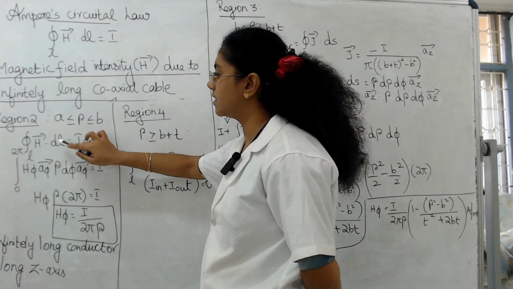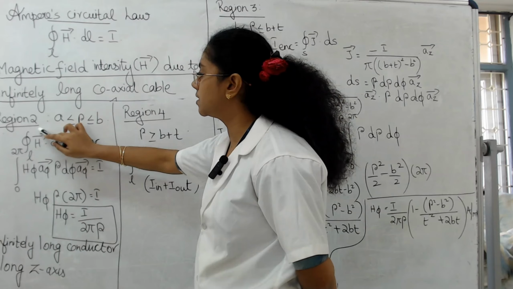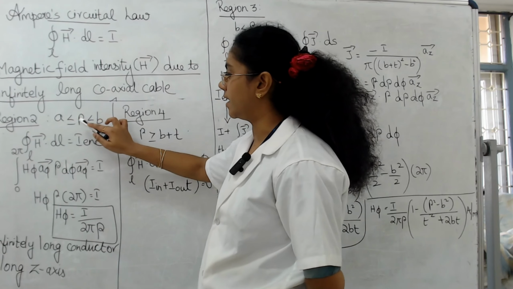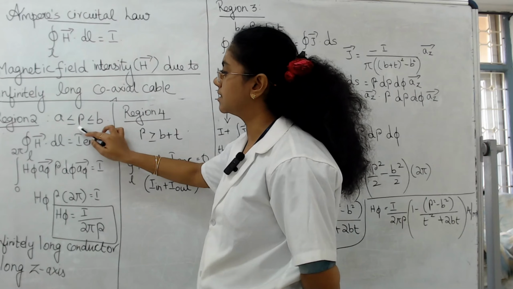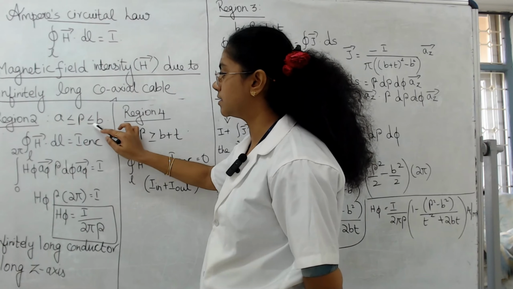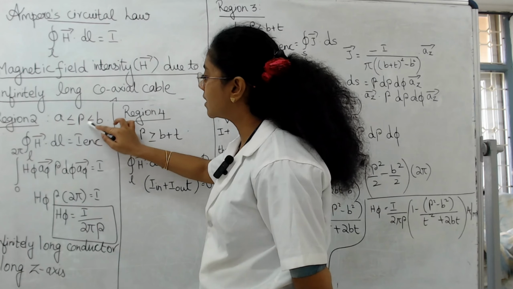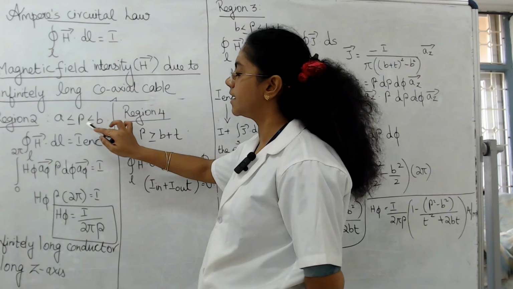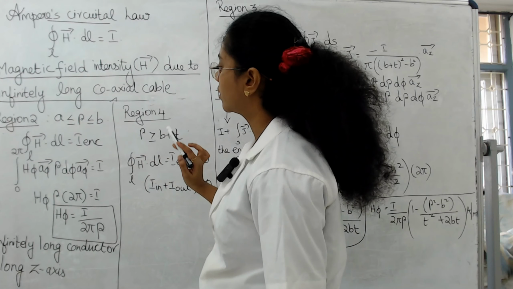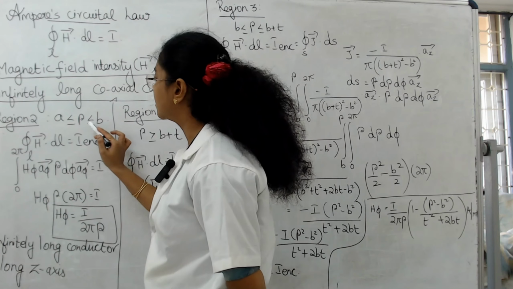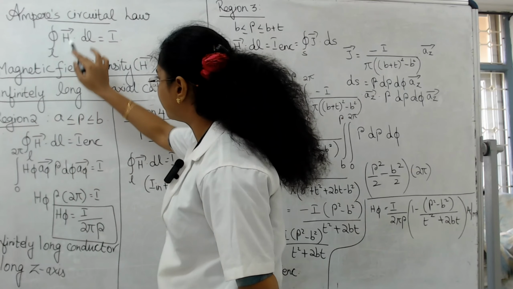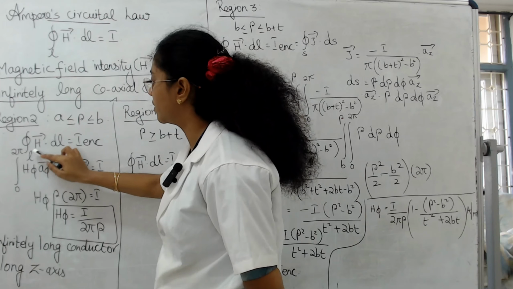As I said earlier, region 2 is the region between the core and the cladding. Therefore, this region is considered as a less than or equal to rho less than or equal to b. What does rho represent? Rho represents the radius of your Amperian path. Similarly, I have obtained my Ampere circuital law equation, the integral over L of H dot dl is equal to I enclosed.